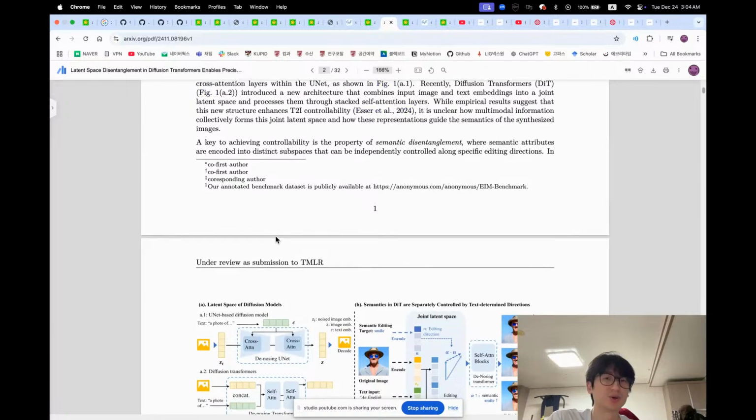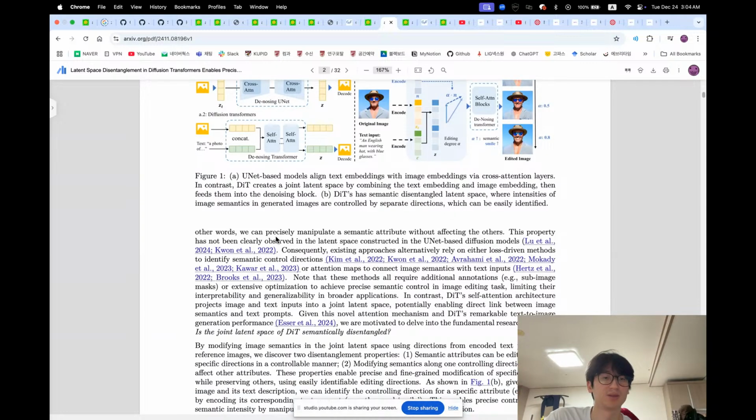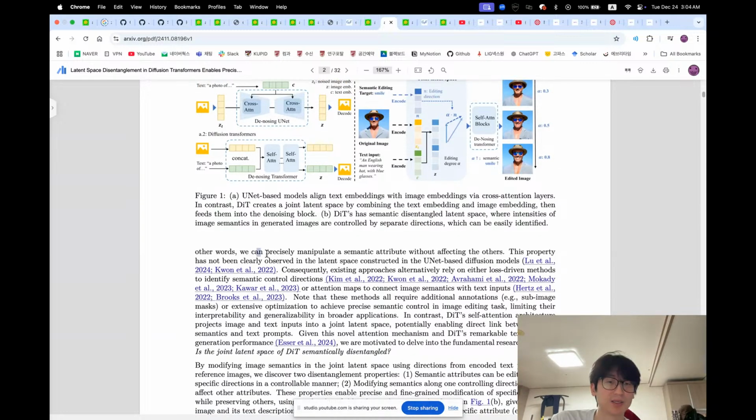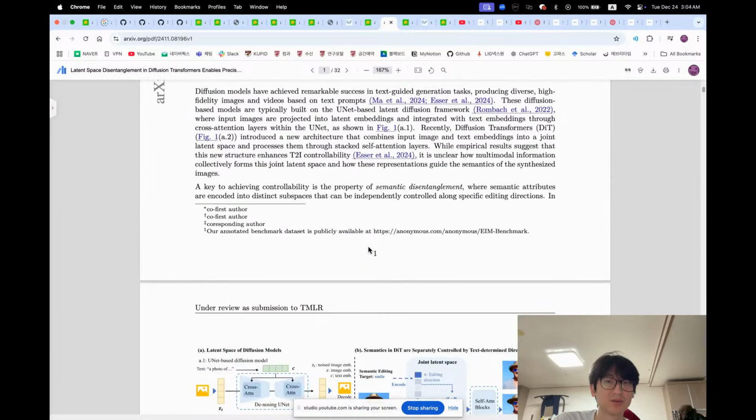Key to achieving controllability is a property of semantic disentanglement, with the semantic factors encoded into distinct subspaces. In other words, we can precisely manipulate a semantic attribute without affecting the others.